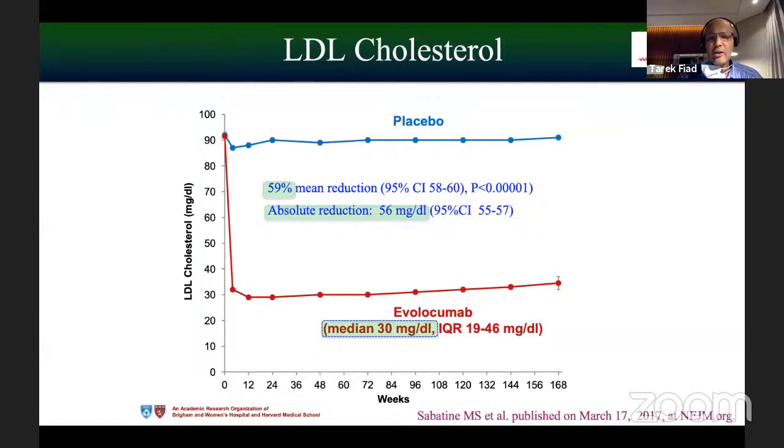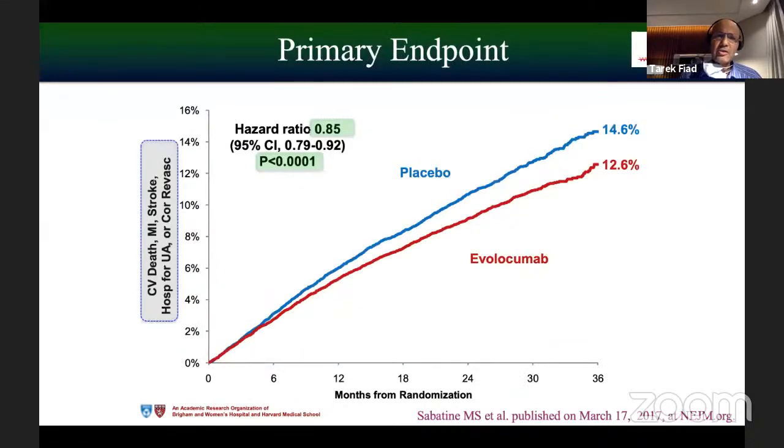And by the way, the median LDL now is 30 milligrams per deciliter. So really we're going into a new territory of low LDL values. Was that associated with a benefit? And the answer is yes, it was associated. So the primary endpoint was achieved. There was a significant reduction in the composite of cardiovascular death, MI, stroke, and hospitalization because of unstable angina.